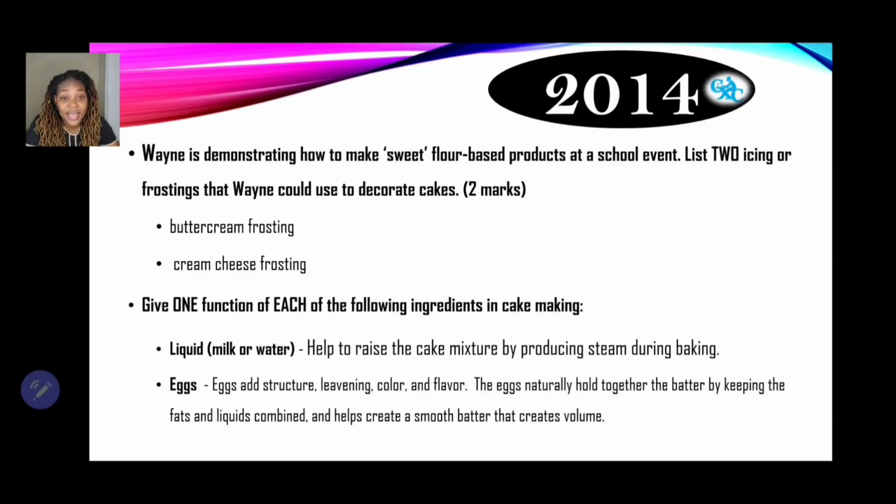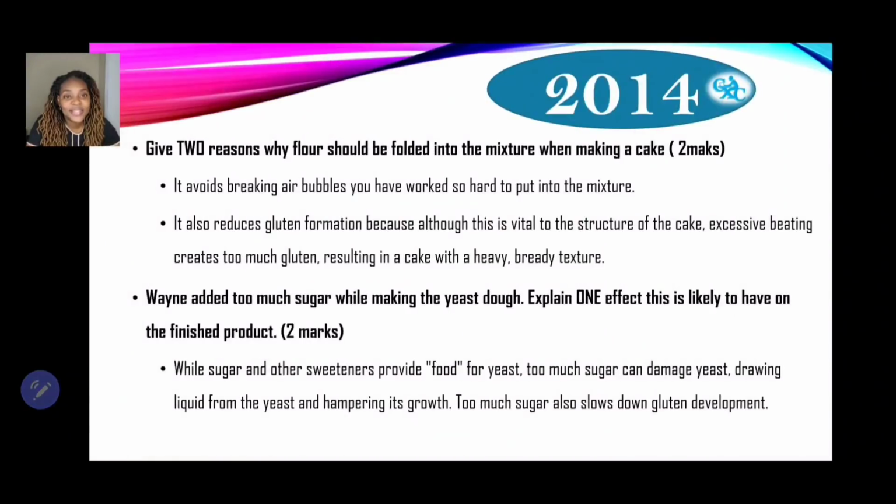And as it relates to eggs, eggs add structure. Leavening, as it helps to trap air based on how it's incorporated into the product, and also color and flavor. The eggs naturally hold together the batter by keeping the fats and liquids combined, and helps create a smooth batter that creates volume. All right, now let us continue with 2014.